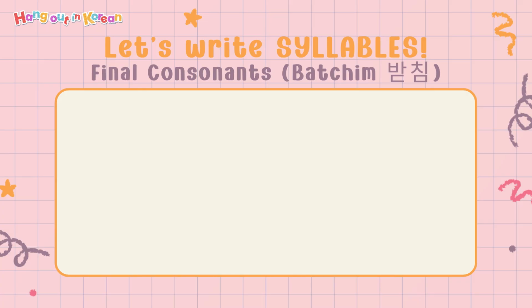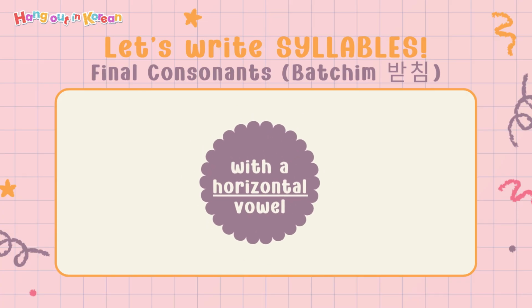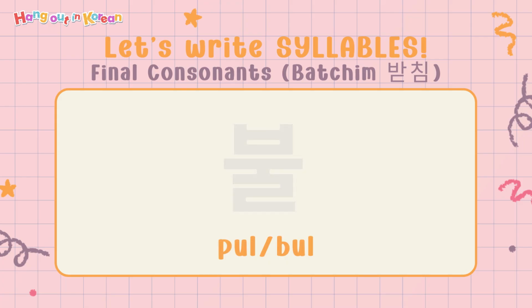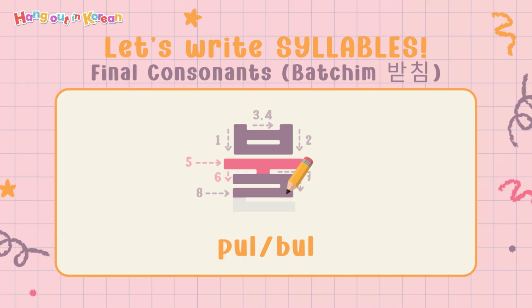Now, let's do another syllable, this time with a horizontal vowel. Pu. First, write pu, slightly smaller than usual. Then, add the Batchim, diu, at the bottom. Great work!